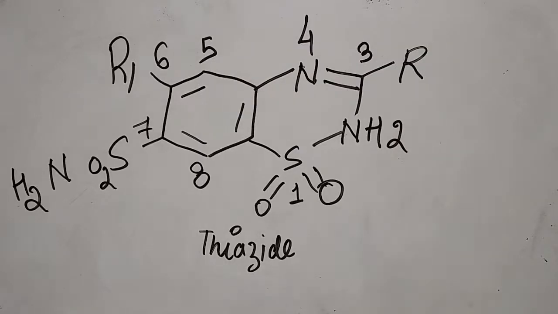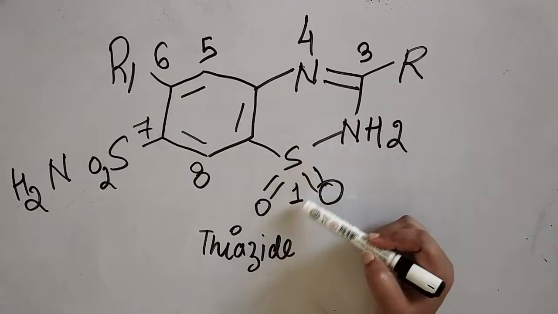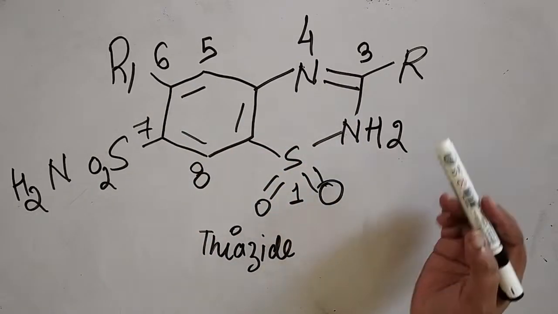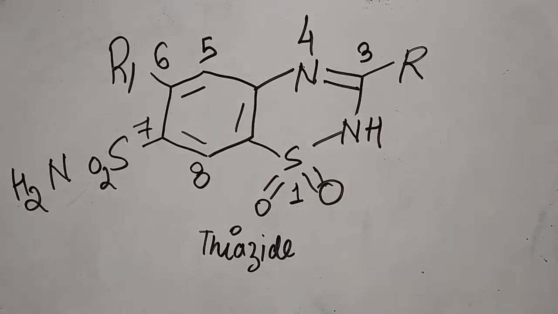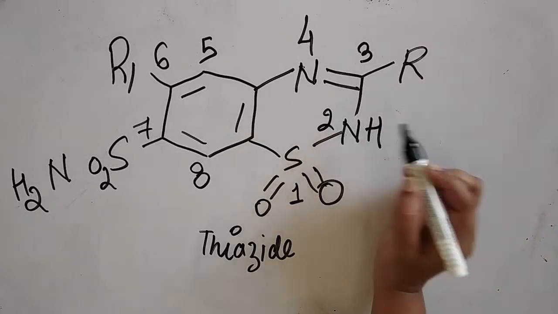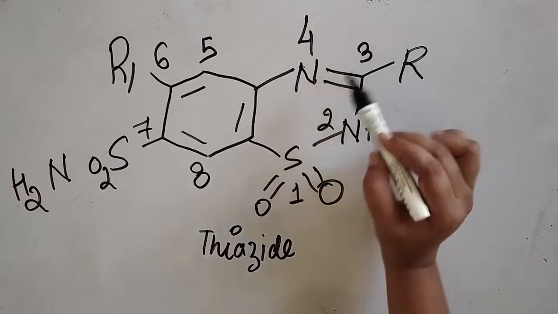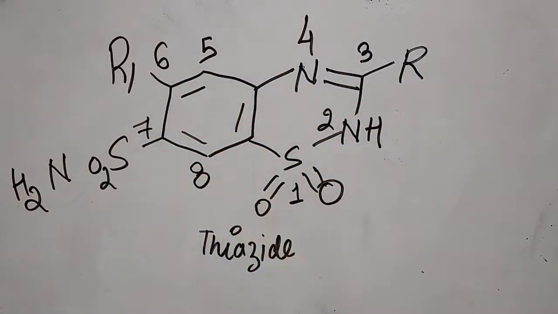So here you can see this is the common structure which appears in most of the thiazide derivatives. First we have drawn the common structure which is present in thiazide derivatives, and then we have assigned numbers to all the positions. So the SO2 group will get the first position, the NH group will get the second position, then R third, and then fourth, fifth, sixth, seventh, eighth. So now numbering is done. By the numbering we can easily identify the position of the functional groups.